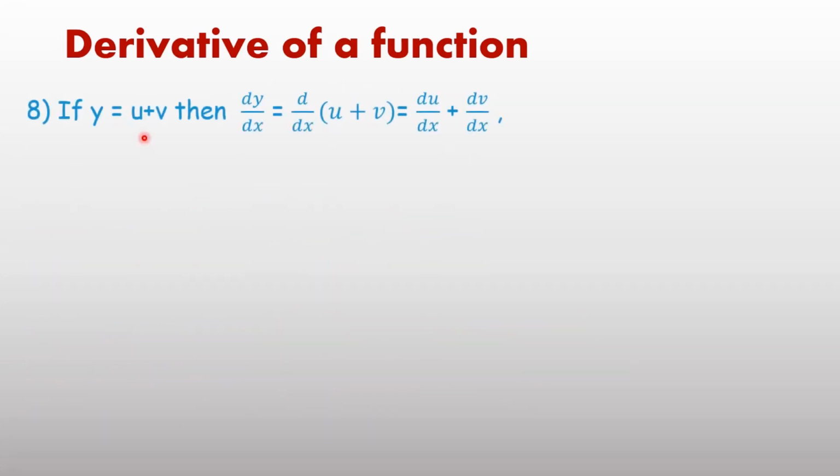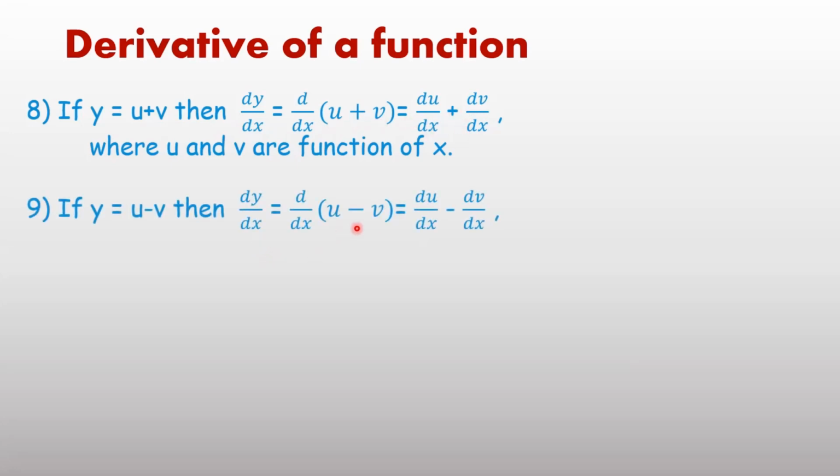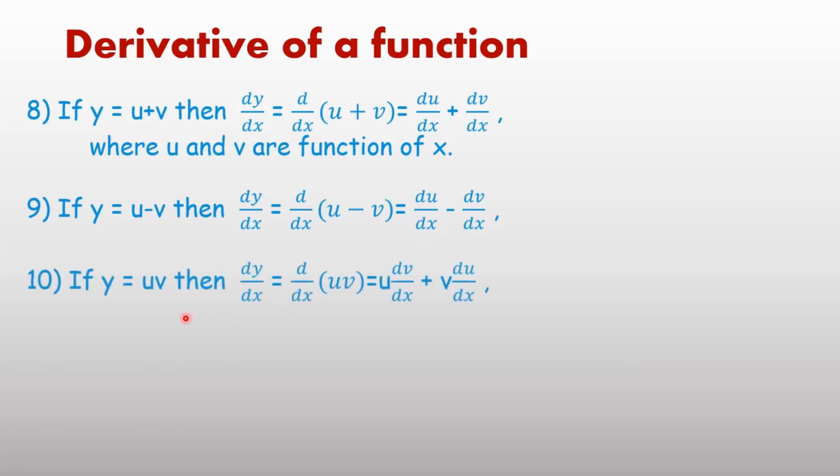Then next, if a sum of two functions is given, u plus v, then d/dx of u plus v you can write as du by dx plus dv by dx. For u minus v, same result, du by dx minus dv by dx. If a product is given, remember the product rule: first function times differentiation of second plus second function times differentiation of first. For the quotient rule or division rule, d/dx of u upon v equals denominator square in the denominator, with numerator denominator times differentiation of numerator minus numerator times differentiation of denominator.